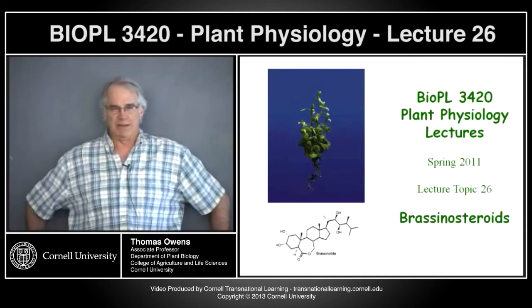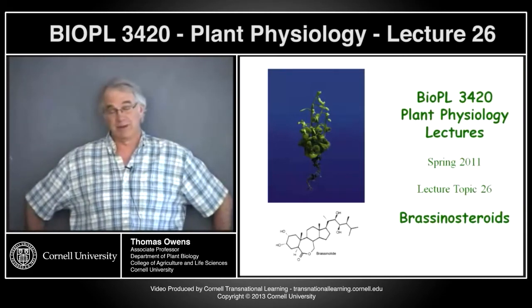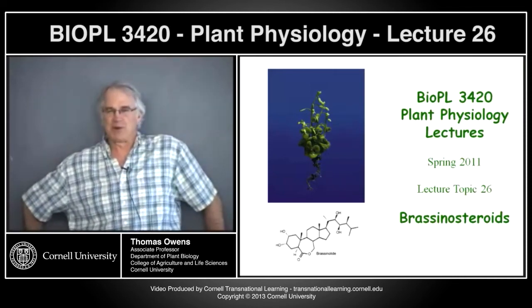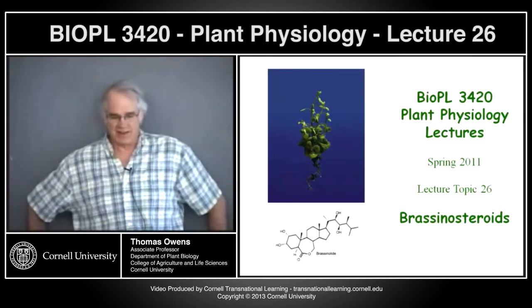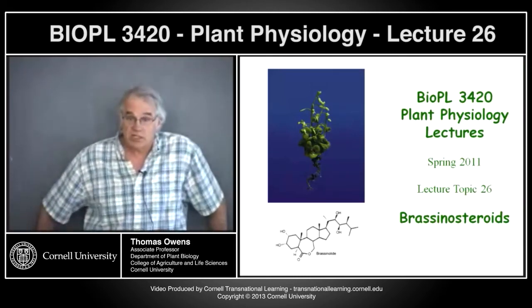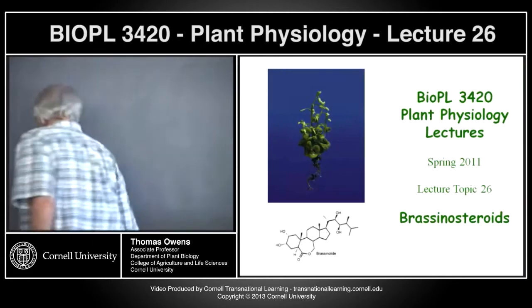bee-collected rapeseed pollen. I don't know how anybody could have done that. It's sort of like the autoclaved sperm herring; you just wonder why they actually decided to do that. But they did. They isolated a compound from it, and it was a steroid. They called them brassins.